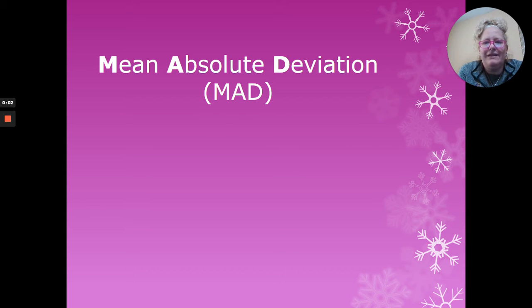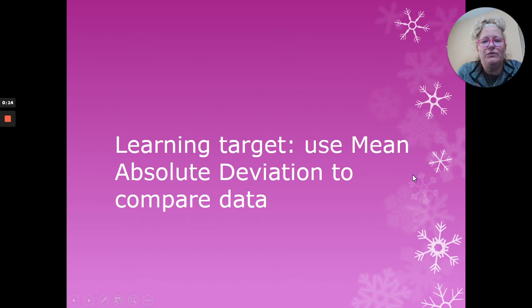Today our lesson is titled Mean Absolute Deviation, or it can be abbreviated as MAD. So write down your lesson title, please. And our learning target: we're going to use the mean absolute deviation to compare data.